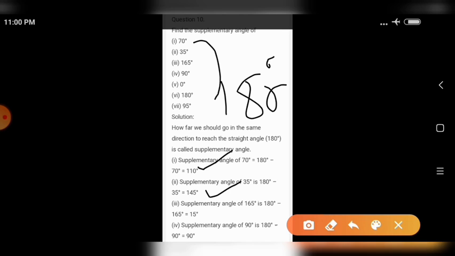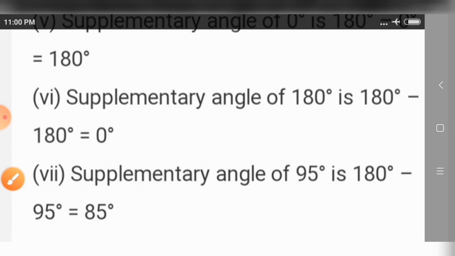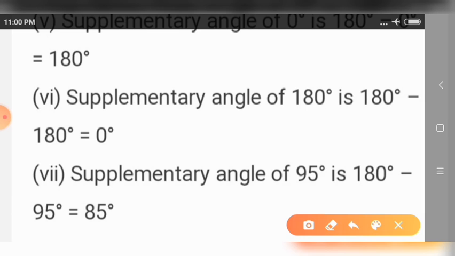180 minus 165, it's 15 degrees. And then 180 minus 90, we get 90 degrees. And then 180 minus 0, 180 degrees. And then 180 minus 180, 0 degrees. And then 180 minus 95, we get 85 degrees.